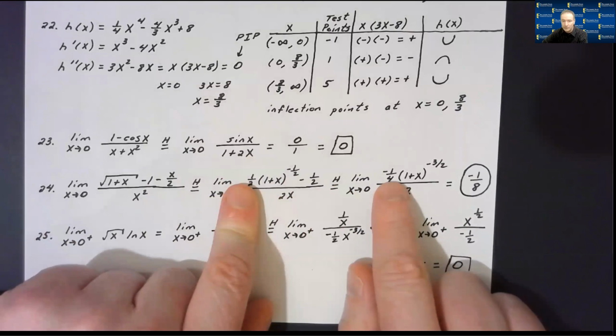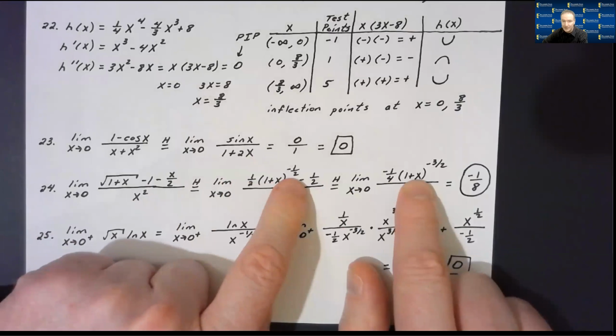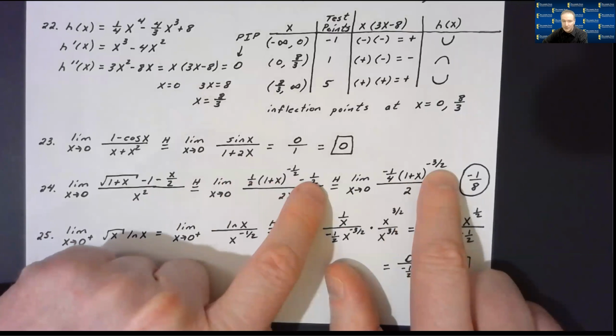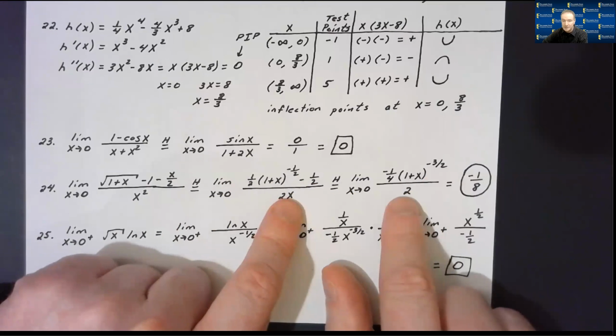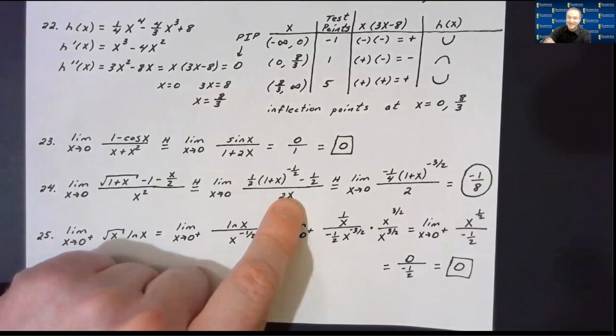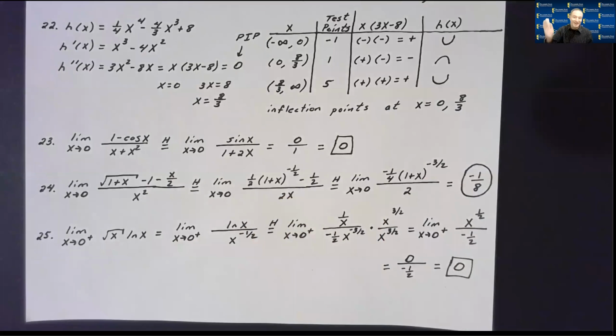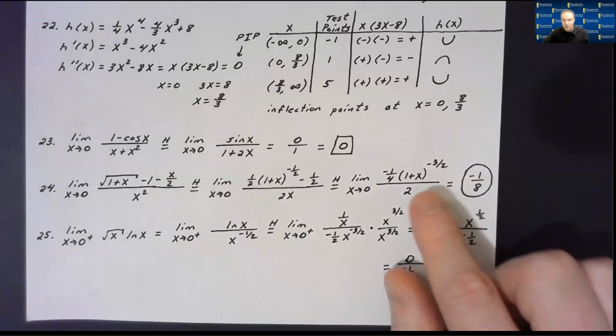I get negative 1/4 times the group to the negative 3 over 2. That second term has a derivative of 0. My denominator has a derivative of 2. The instant I get that 2 in the denominator, I know I'm done because it's no longer going to be a denominator of 0. L'Hopital has run its course.